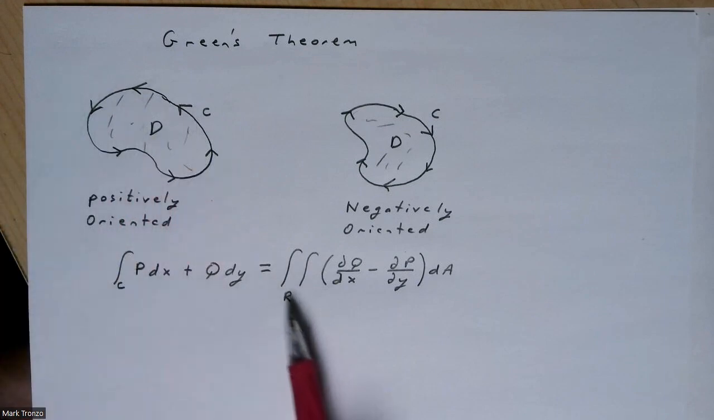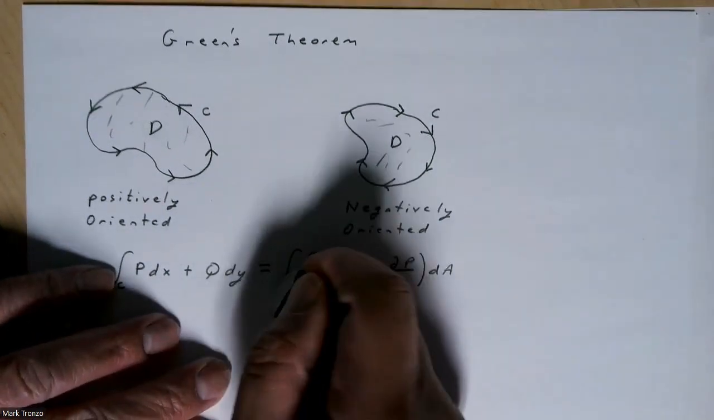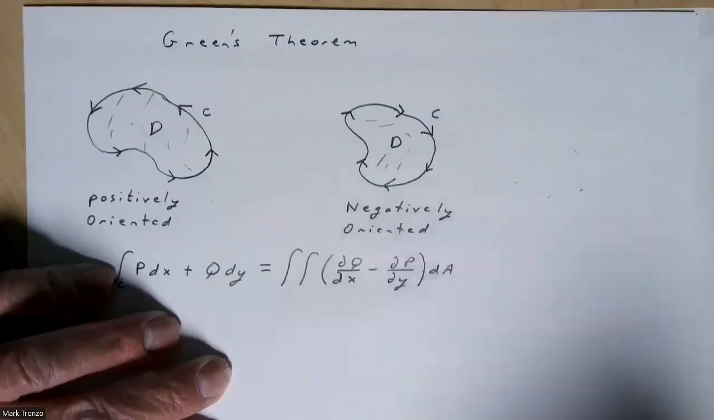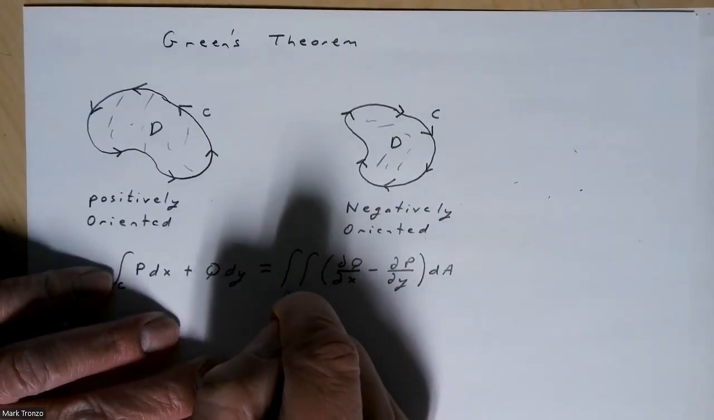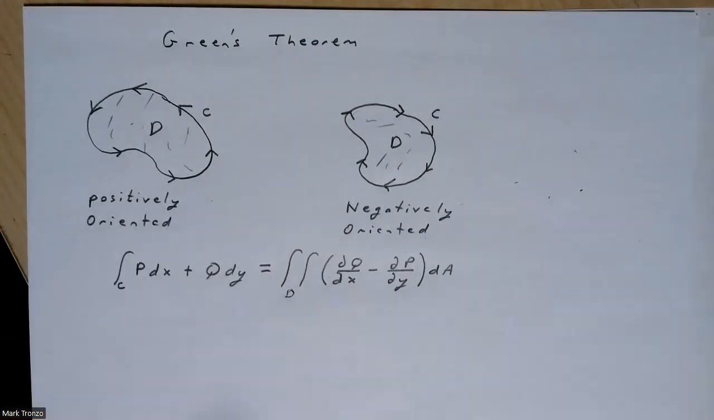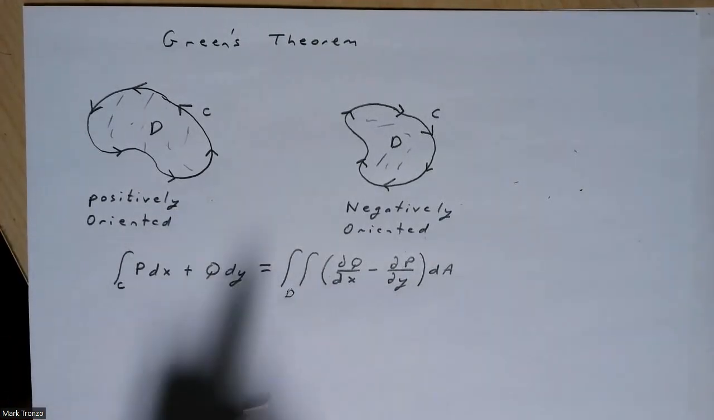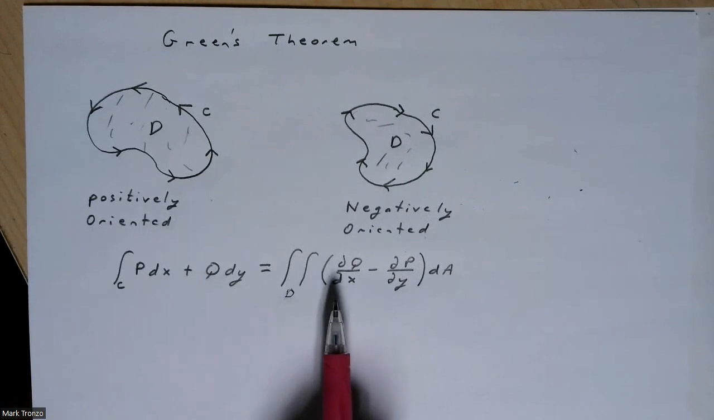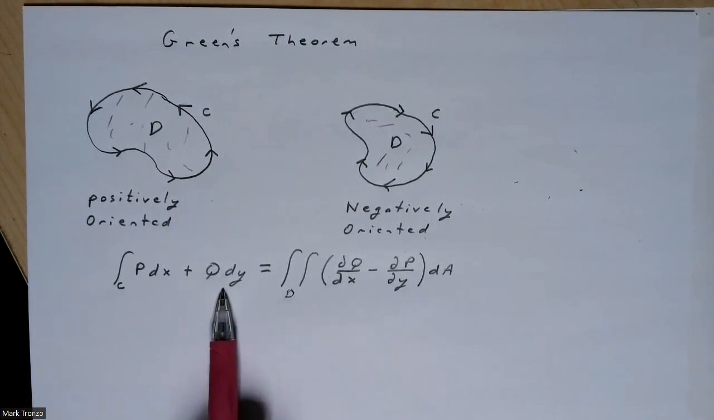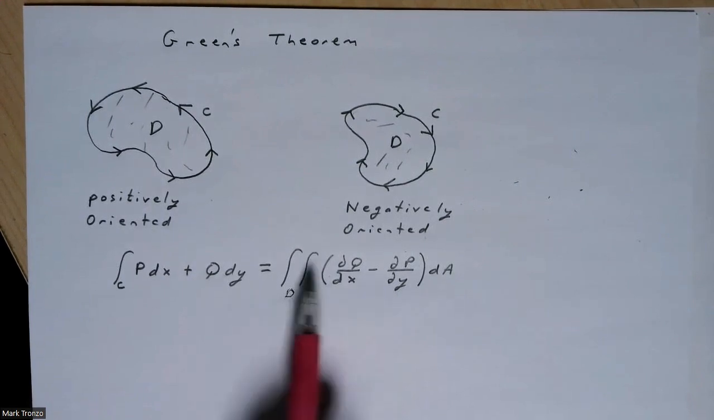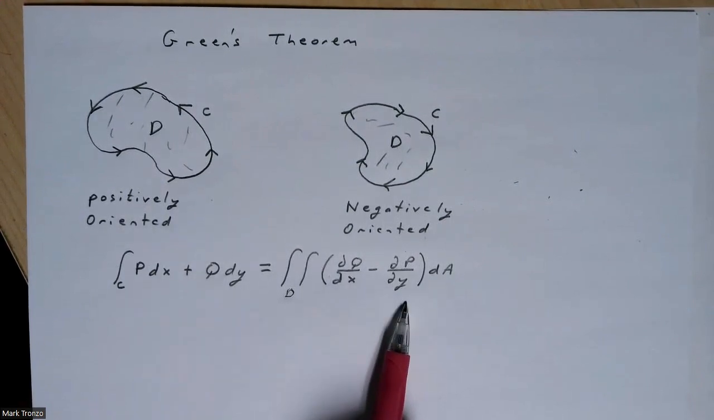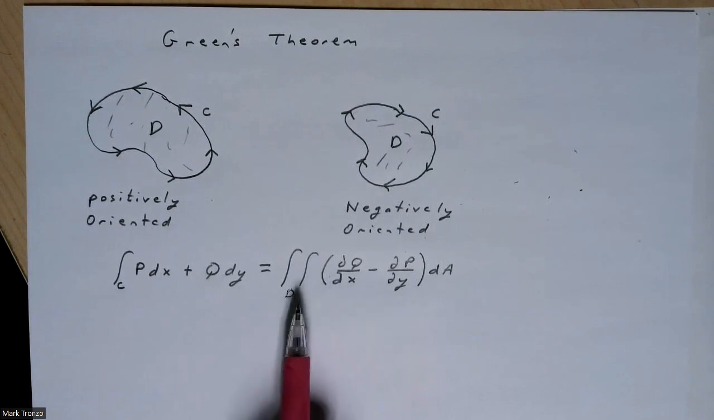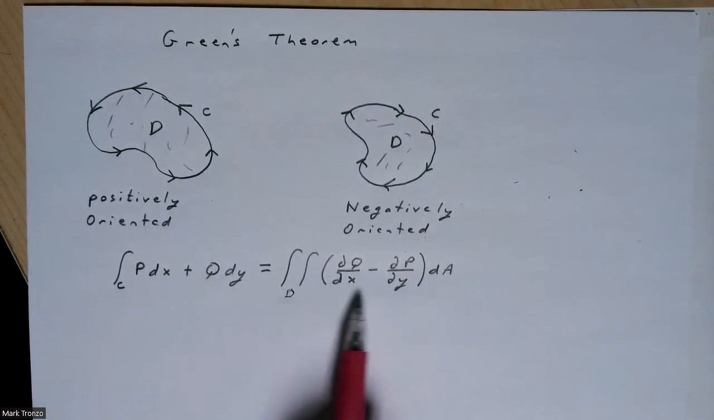Instead of doing that, we can do this double integral over, sometimes they call this R, or sometimes you can call it D for your domain. Either way is fine. I called it D here, but if you see R, it means the same thing. And to do Green's theorem, you have to take the derivative of Q with respect to X and subtract the derivative of P with respect to Y. And then you can apply Green's theorem.